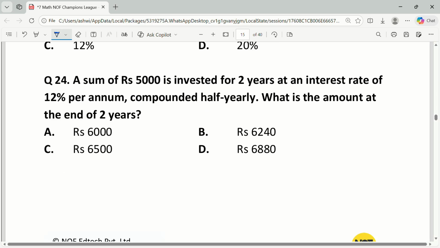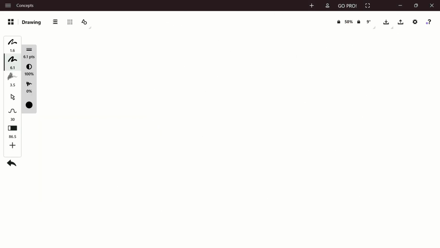A sum of rupees 5,000 is invested for 2 years at an interest rate of 12% per annum, compounded half yearly. What is the amount at the end of 2 years? The annual rate is 12%. So half yearly rate is 12% divided by 2, which is 6%, or 0.06 in decimal. The total time is 2 years. So the number of compounding periods n is equal to 2 into 2, which is equal to 4.